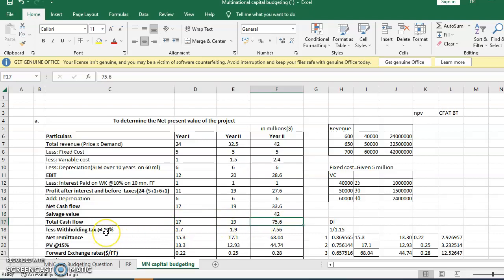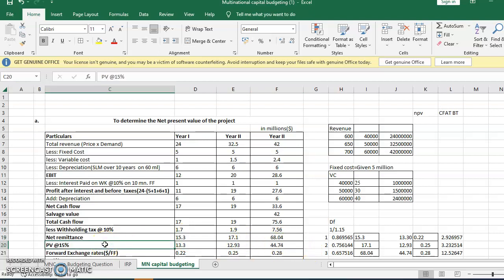Less withholding tax. I've already explained to you what is withholding tax, and that is given to you at 10%. So 10% of 17 is 1.7, 10% of 19 is 1.9, and 10% of 75.6 is 7.56. So the remittance is 15.3, 17.1 and 68.04.